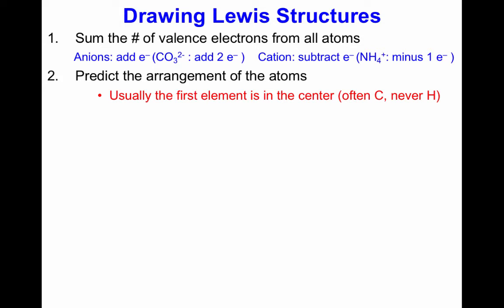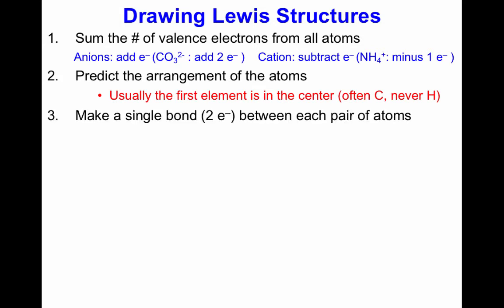Predict the arrangements of the atoms. This means that you have to figure out which element goes in the center. As in our example on the last slide, you had the carbon in the center. That's a prediction that you're going to have to make. Generally, if you have carbon in a molecule, it goes in the center. Hydrogen can never go in the center.